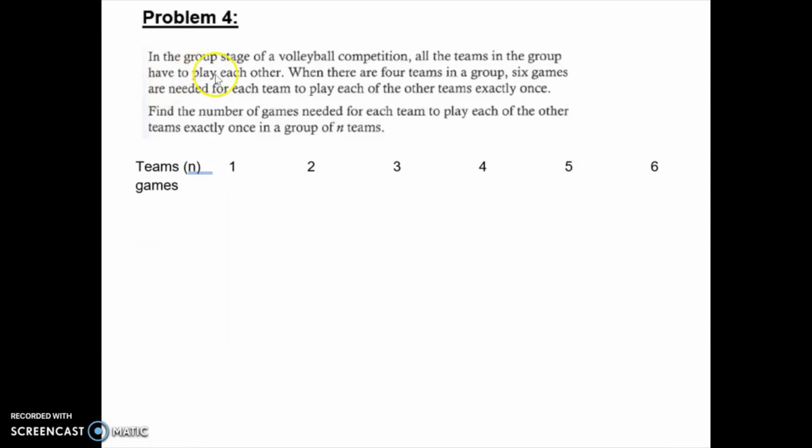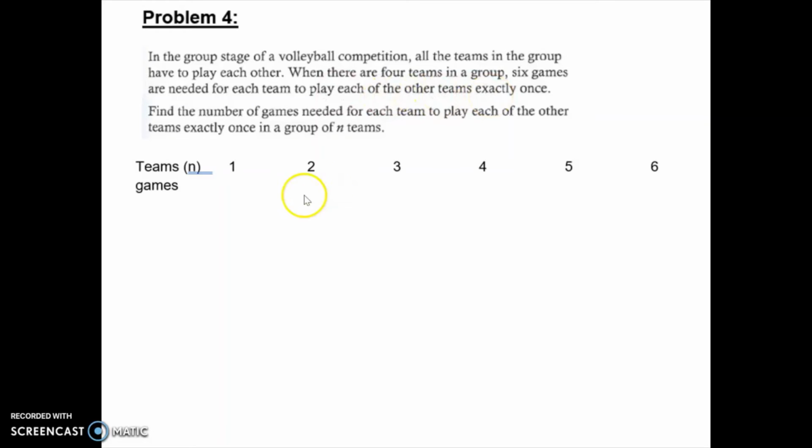We have a group stage of a volleyball competition. All the teams in the group have to play each other. So if you've been part of team sports, you know how this kind of thing works. You have a bunch of teams, and you have this thing sometimes called a group stage or a round robin, where every team must play every other team. So when there are 4 teams in a group, 6 games are needed for each team to play each other team exactly once. How does that work?